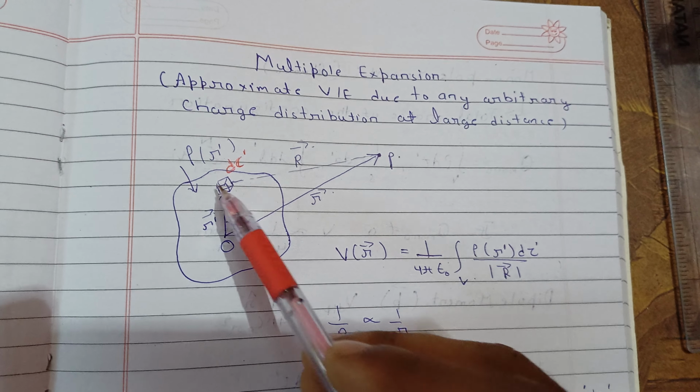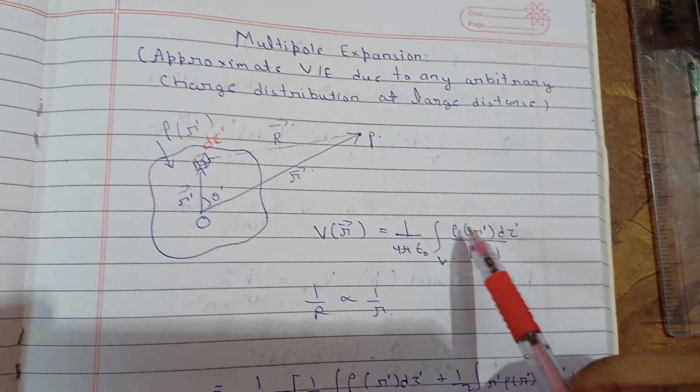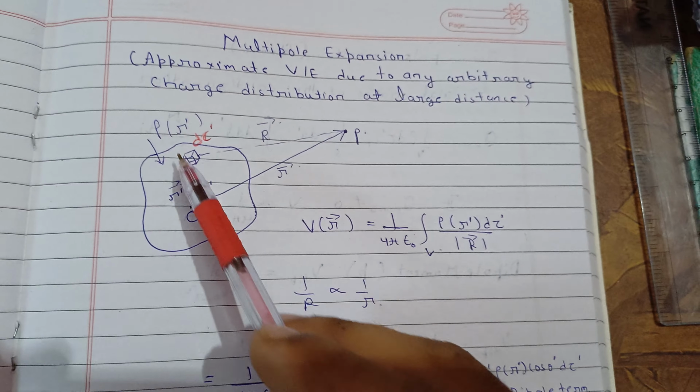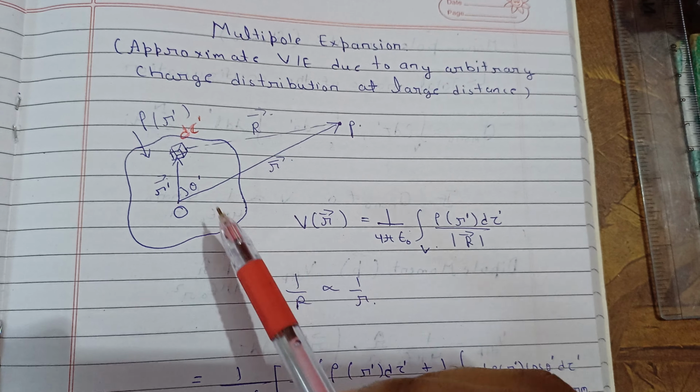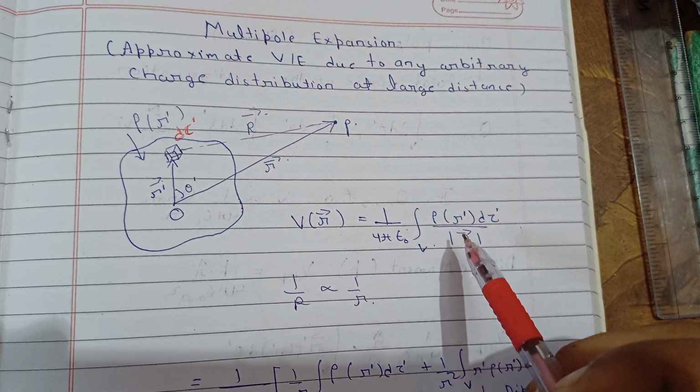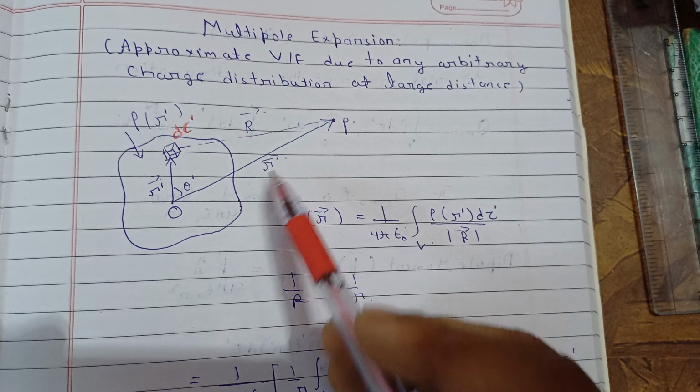This is simply charge divided by 4 pi epsilon naught times this distance r. So rho of r dash d tau dash gives you the total charge, divided by this distance r, gives you your potential. Okay, now you need to write this potential in terms of this small r.